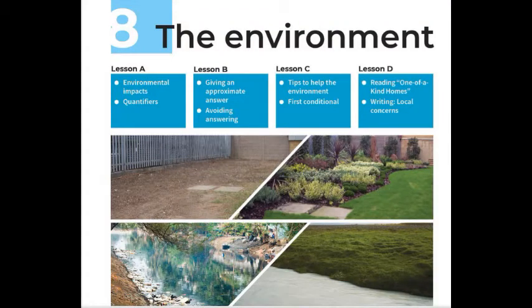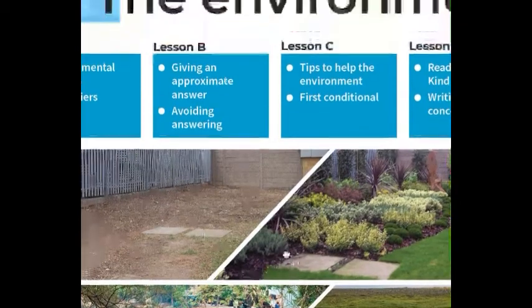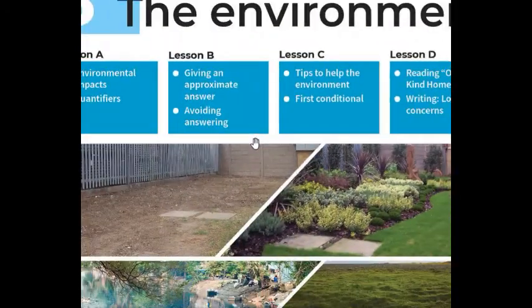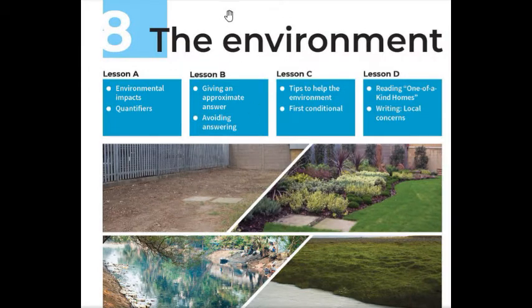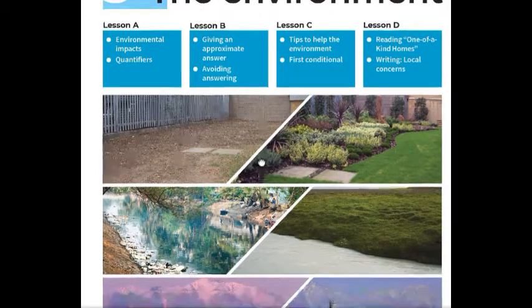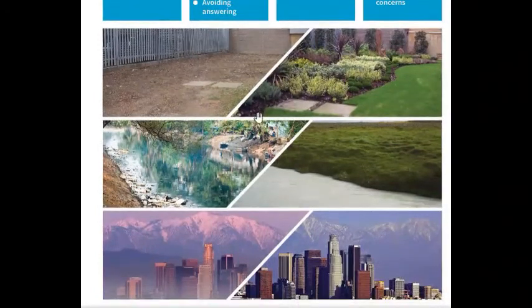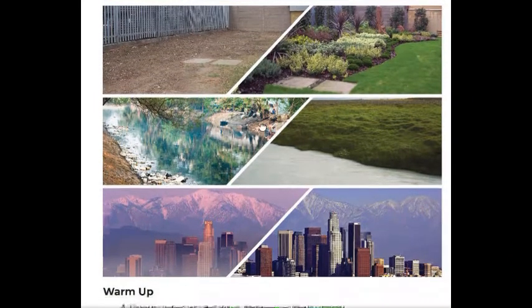Hello everybody, today in our unit number 8 we're going to talk about the environment and we're going to have the next features. As you can see right there, we have the environmental impact quantifiers as well. Lesson B, giving approximate answers, avoiding answering. Tip to help the environment, first conditional. And finally we have a reading, one of a kind, homes and writing local concerns. As you can see, in these images we have clearly different types of environments.